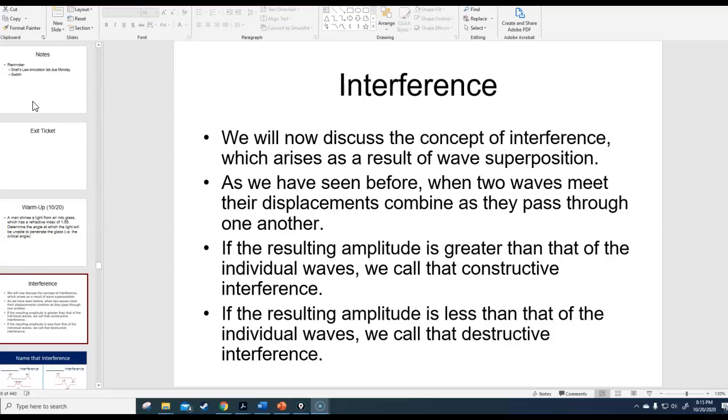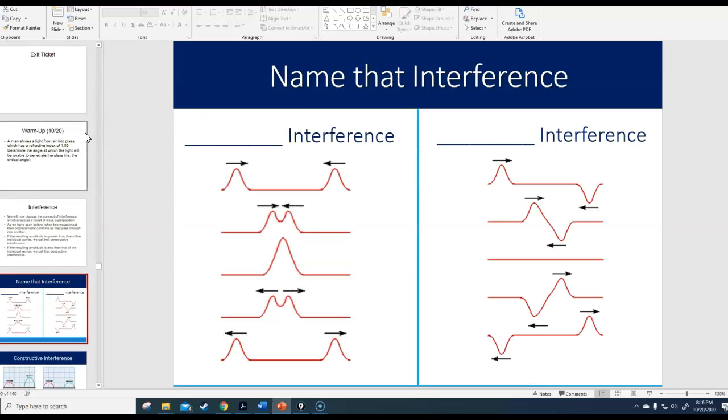Now, for some reason that I don't understand, it's very common to mistake this as deconstructive. I guess some people think, okay, you have constructive, and the opposite of that would be deconstructive. Deconstructive is not a thing. You have constructive interference and destructive interference. For destructive, think like destroy. You've got two waves meeting up, and they're canceling each other out and forming a smaller wave, and that is destructive interference.